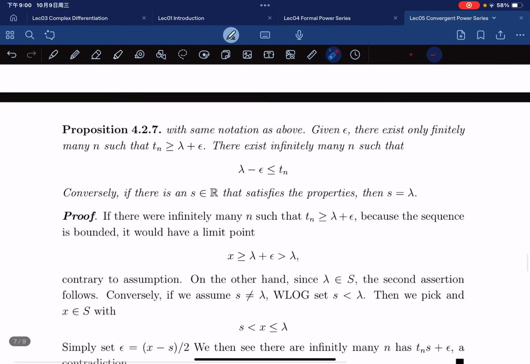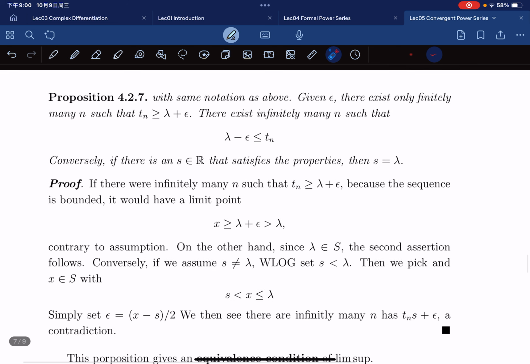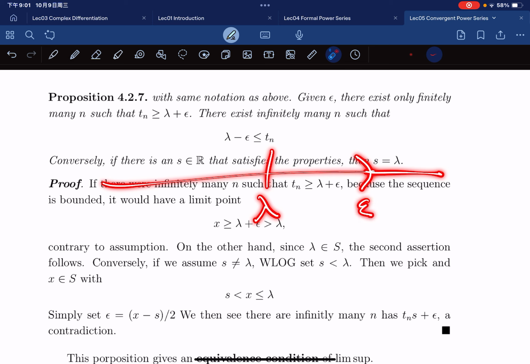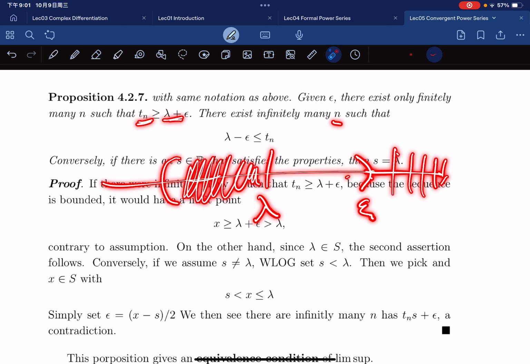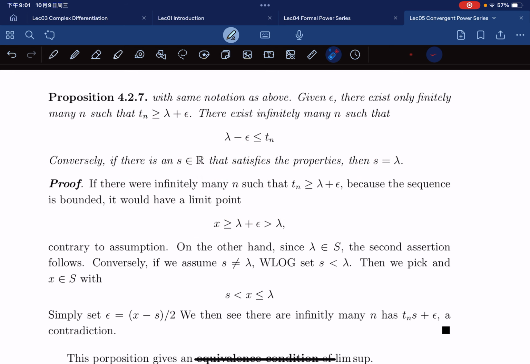Okay, we know that it lies in S. And it also has the property that, given epsilon, there exist only finitely many n such that T_n is outside. If we draw a diagram, around lambda, for any epsilon, there will be only finitely many T_n that lie outside there, and infinitely many n such that it lies in here. Only finitely many out here, but infinitely many here. And conversely, if S satisfies these properties, then S is equal to lambda, the lim sup.